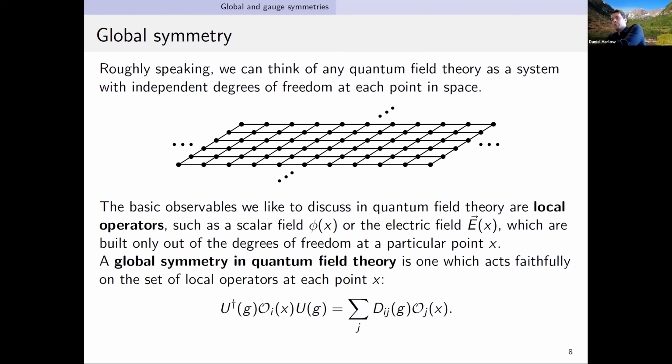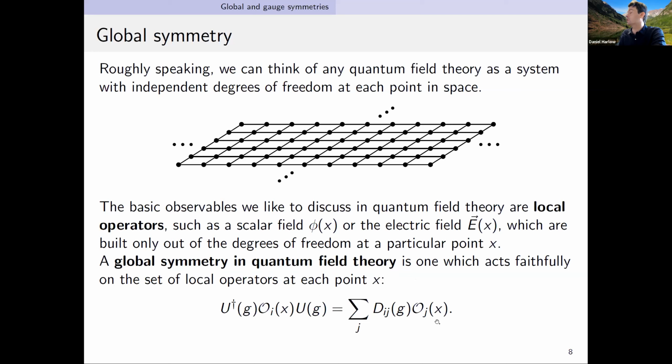Now, a global symmetry in quantum field theory is a symmetry in the sense of a set of unitaries acting on the Hilbert space, which commutes with the Hamiltonian, but I'm also going to require that it acts faithfully on the set of local operators at each point x. What that means is that if you take one of these local operators that lives at some point x, and you conjugate it by U(g), the unitary that represents the symmetry, then what you get is just some linear combination of other operators at the same point x.